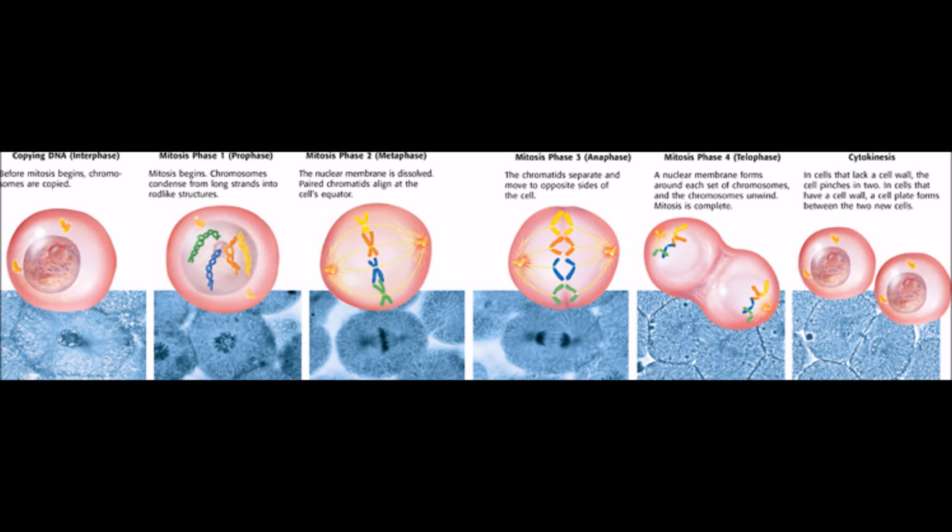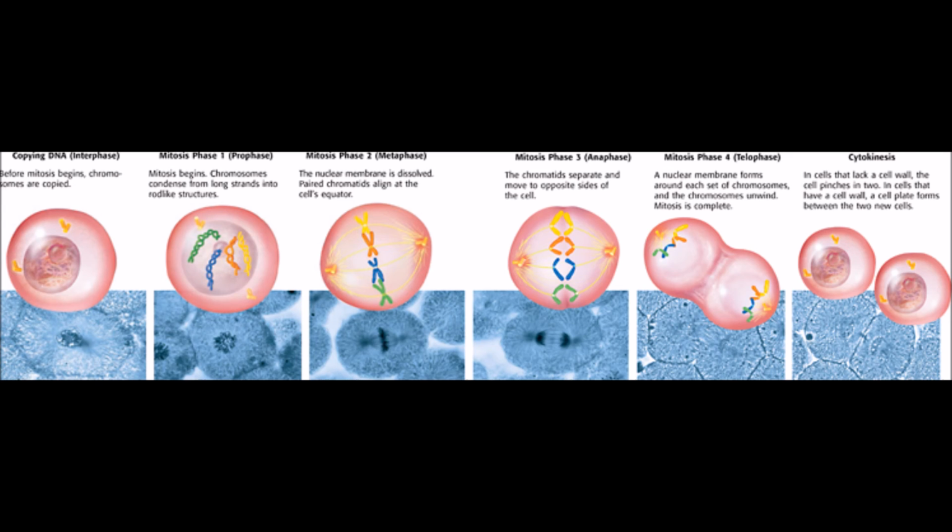Stage 2. Prophase. The new chromosomes condense into rod-like structures. Stage 3. Metaphase. The membrane of the nucleus dissolves, and the chromatids, the new chromosomes, line up at the cell's equator. Stage 4. Anaphase. The chromatids separate and move to opposite sides of the cell.